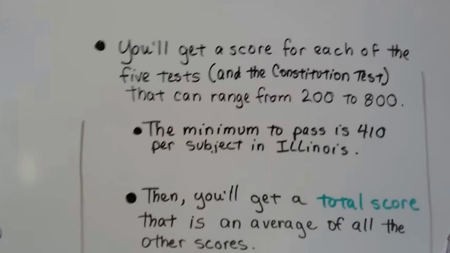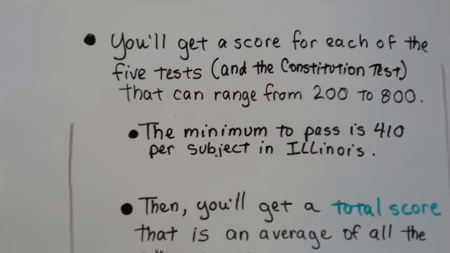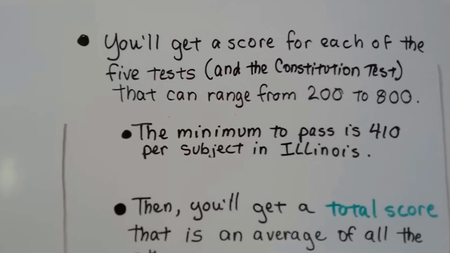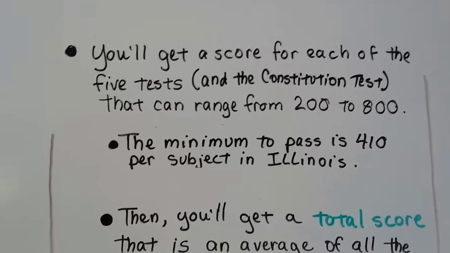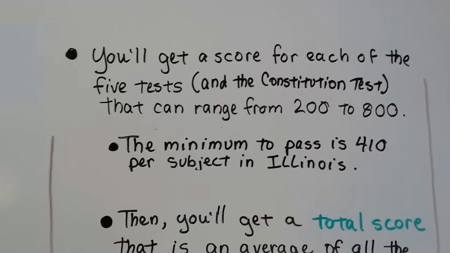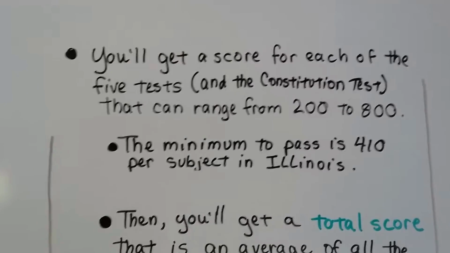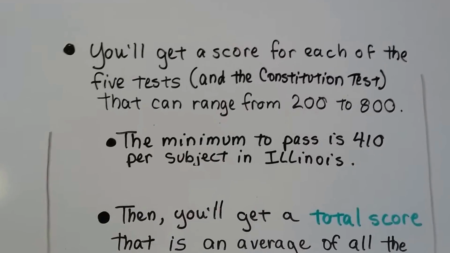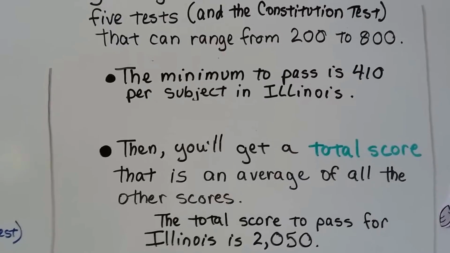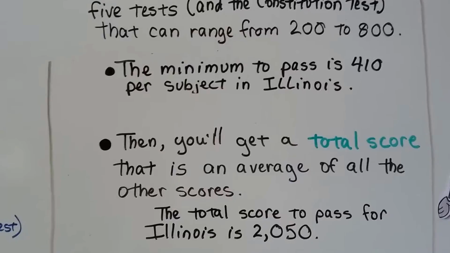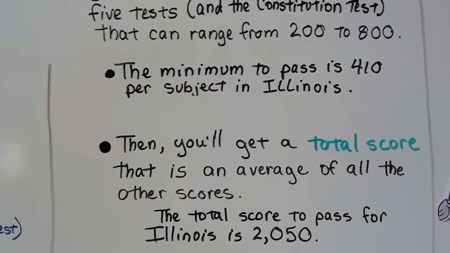You'll get a score for each of the 5 tests and the Constitution test that can range from 200 to 800. And the minimum to pass is 410 per subject in Illinois. I know this because that's where I'm at. I'm right outside the city of Chicago. You're going to get a total score that is an average of all the other scores. And the total score to pass for Illinois is 2,050.